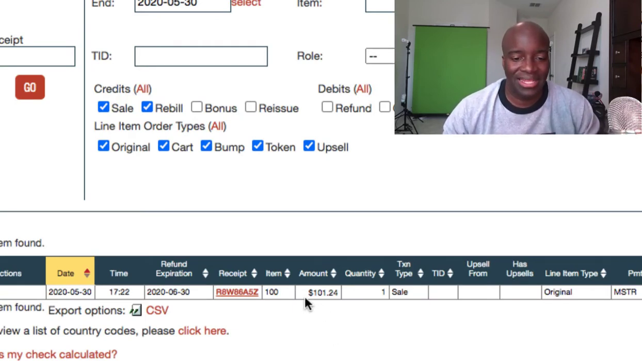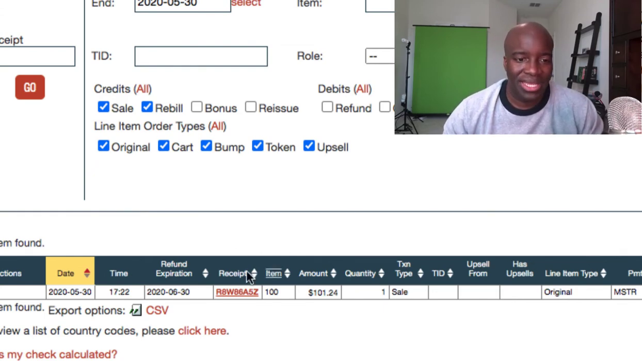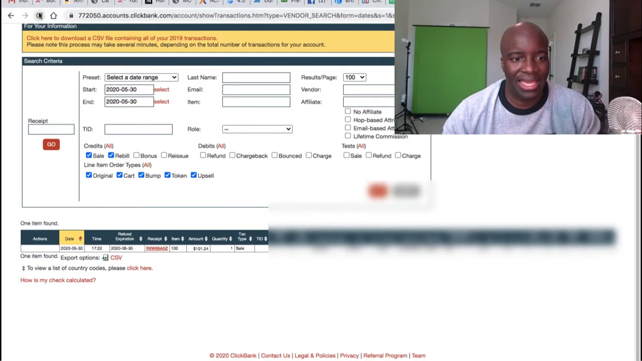All right, guys, so I wanted to jump into my ClickBank account really quick just to show you guys that I did generate $101.24 within a 24-hour period. You can see it here. I will go ahead and refresh the account a couple times so you see that it is real. So that is $100 in a 24-hour period.